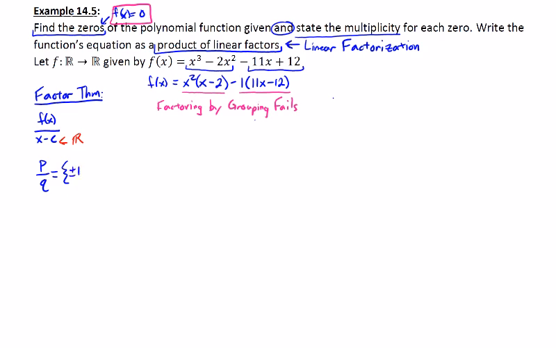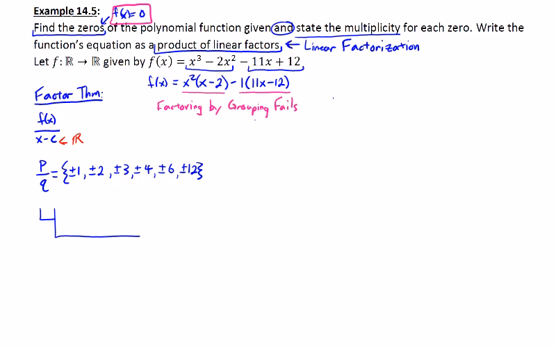It is going to be plus or minus 1, plus or minus 2, plus or minus 3, plus or minus 4, plus or minus 6, and plus or minus 12. I would encourage you to pause the video and calculate that for yourself to verify that this is in fact the correct p over q list. So continuing on with this list, we are expected to pick one of these and try it out as c. And I'm going to use synthetic division to test it out.